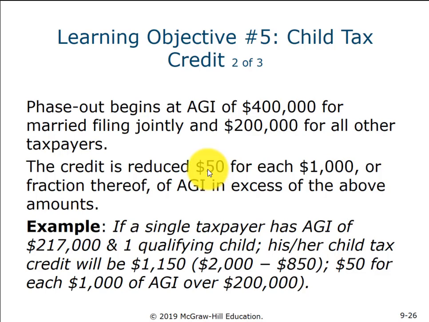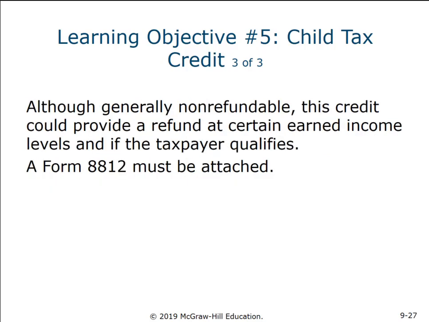You had 3 kids, $2,000 each, 6,000. You start subtracting $50, and you see that eventually you do lose that. It does phase out. So here's an example. We're over by 17,000. So we take 17, we multiply by 50, we get 850. Our initial calculation was 2,000. We subtract the 850, and so we would only get to keep or use 1,150 of our tax credit.